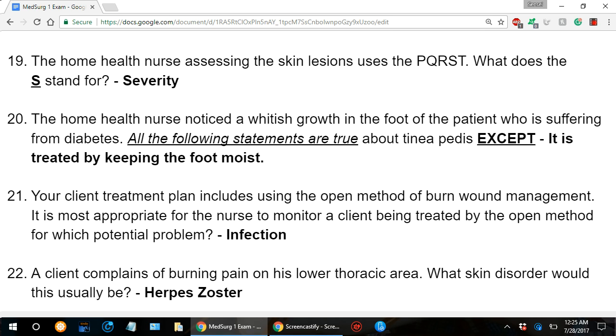The home health nurse noticed the whitish growth in the foot of the patient who is suffering from diabetes. All of the following statements are true about tinea pedis, except it is treated by keeping the foot moist. So you have to choose everything except treated by keeping the foot moist.